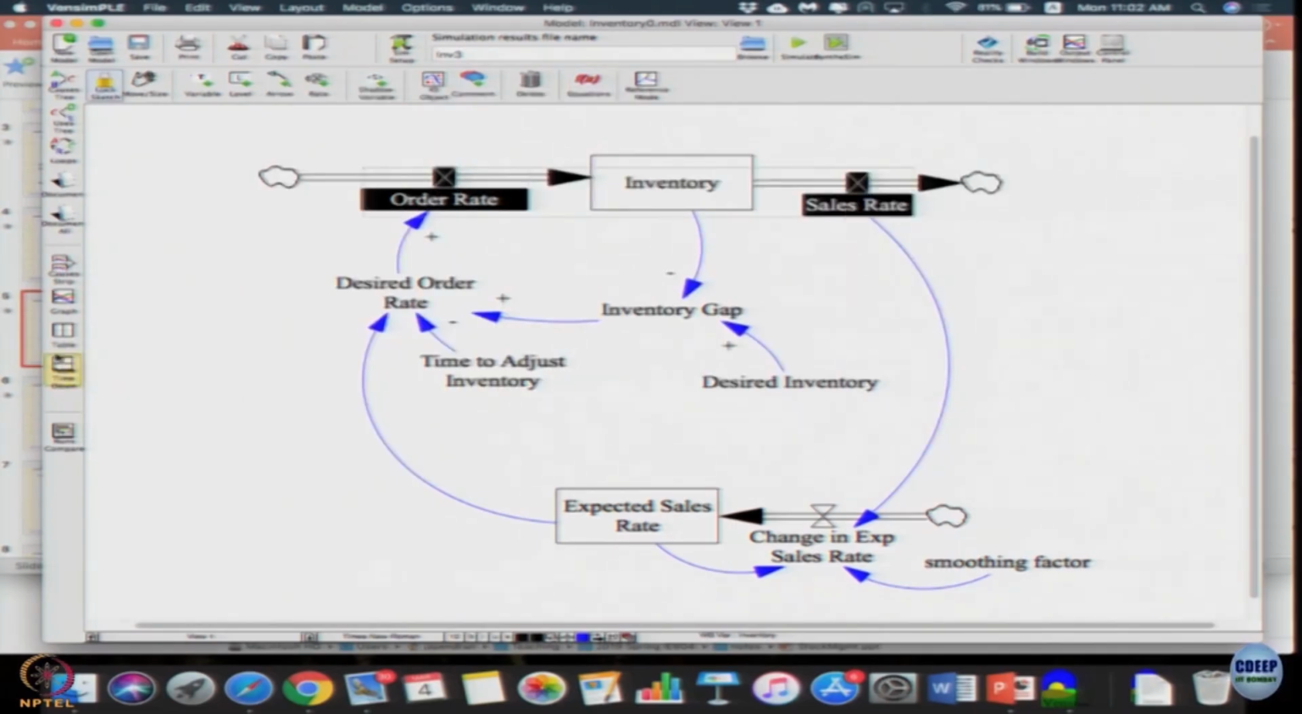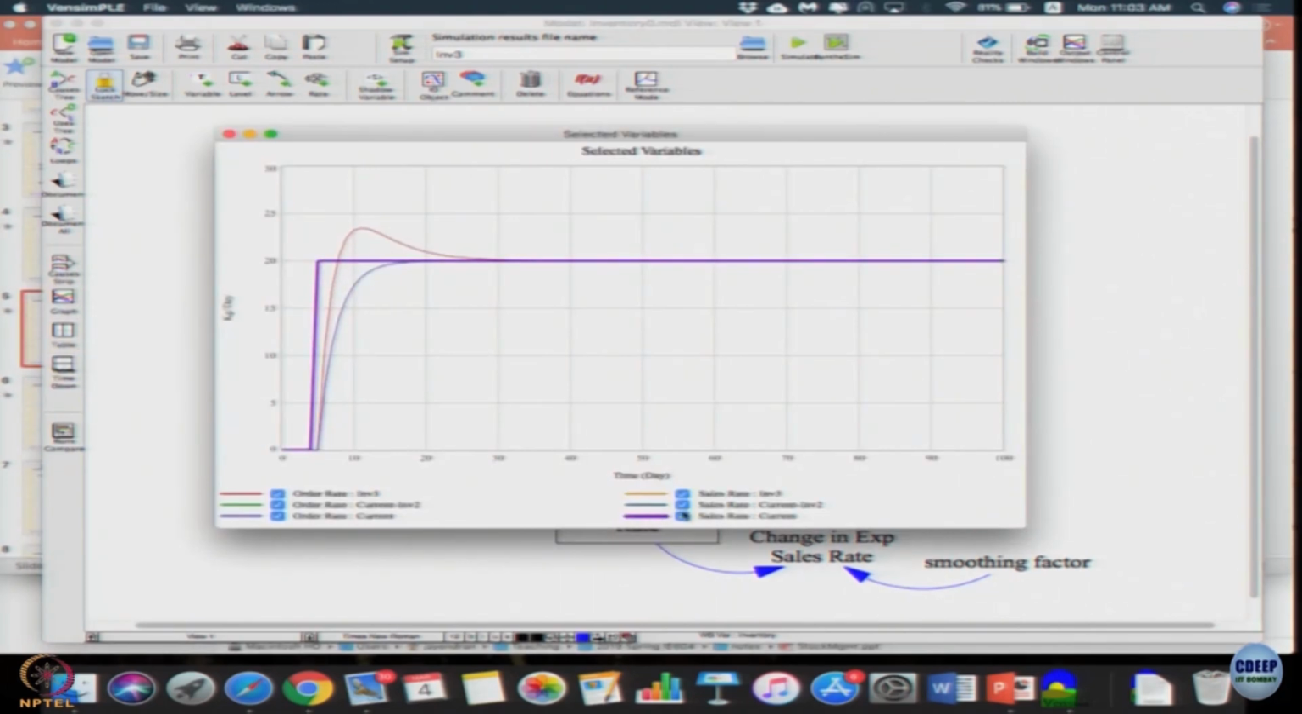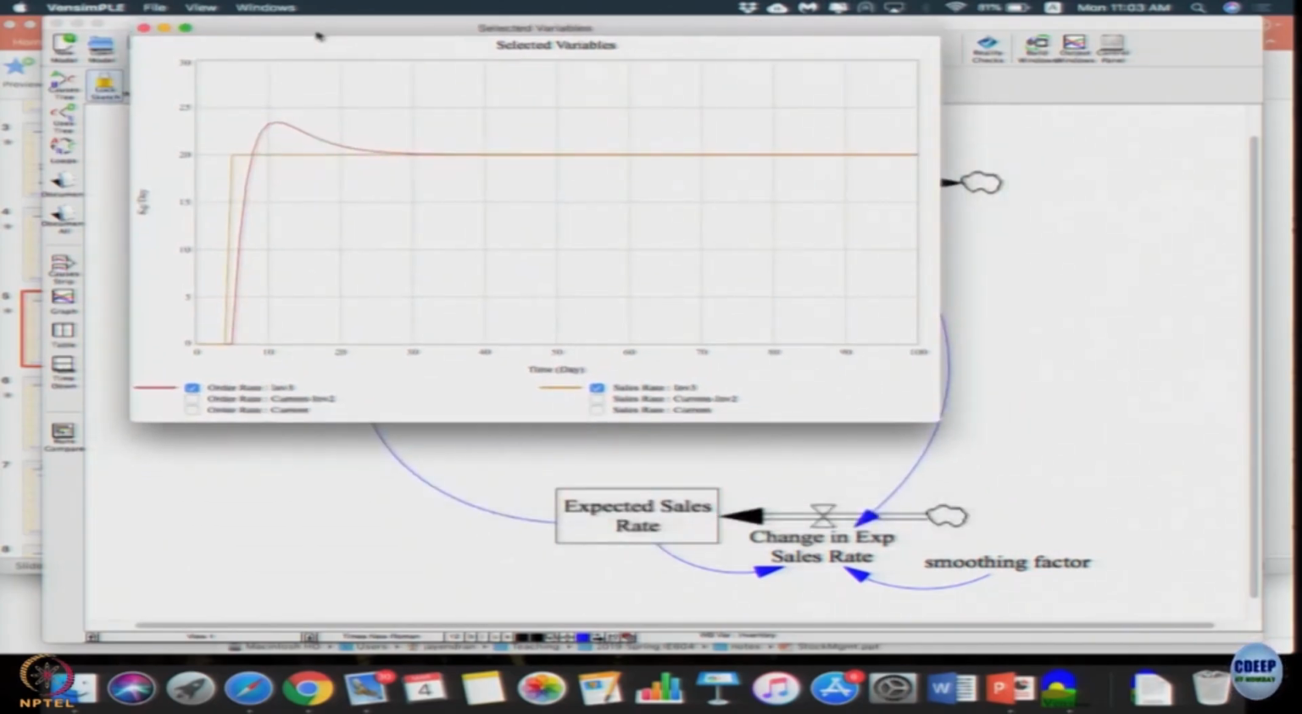Let us look at our order and sales rate. Okay, too many graphs. Let us observe what is happening to the order rate. Sales rate immediately increases by a step, order rate actually increases beyond that and then saturates at the value of 20.